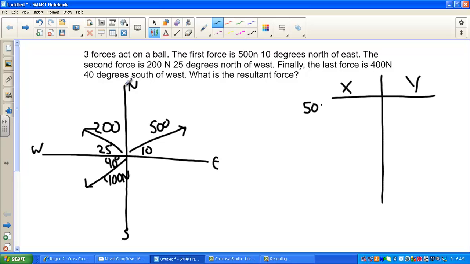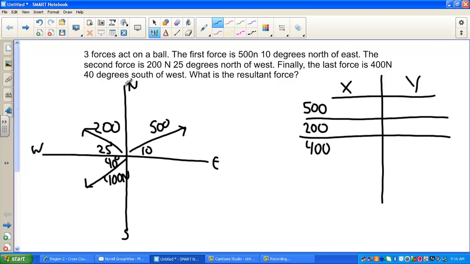I'll put my vectors 500, 200, 400, like so. And what I want to do is to break these vectors up into X and Y components. So I'll just do a dotted line to make some triangles here that you can see. Change my marker, make it red. This is a Y component. There's an X. There's a Y, Y, X, X.